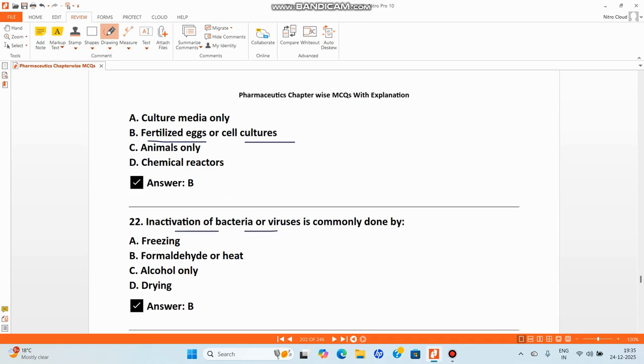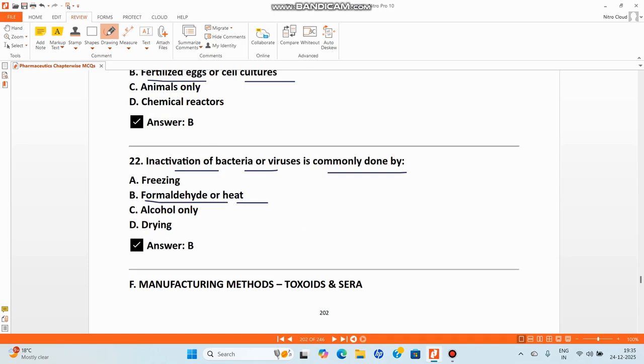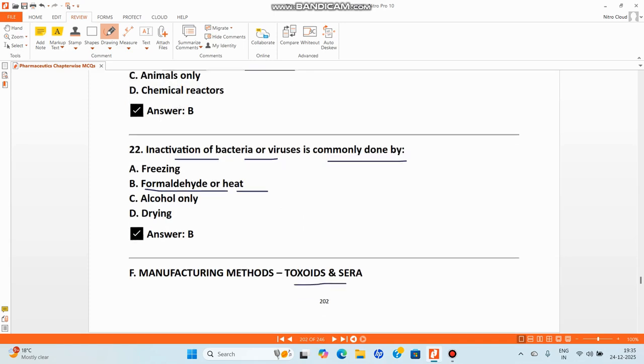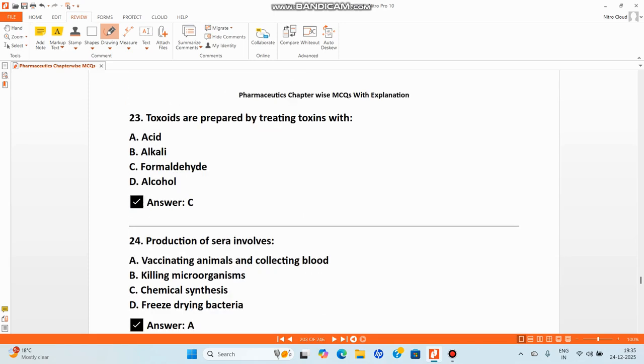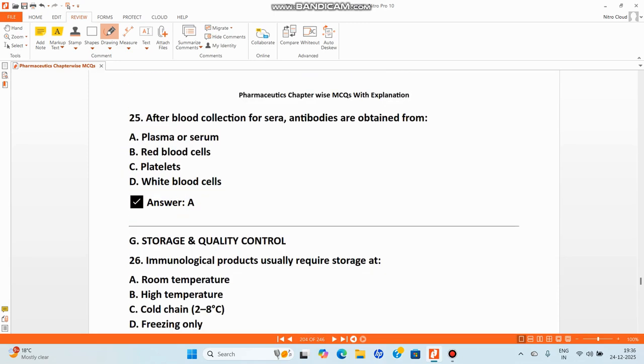Inactivation of bacteria or virus is commonly done by formaldehyde or you can say heat. Okay, and here see the manufacturing method in case of toxoid and sera. Toxoid are prepared by treating toxin with C, formaldehyde. Production of sera involves vaccinating animal and collecting blood. Okay, and after blood collection for sera, antibodies are obtained from plasma or serum. Okay.